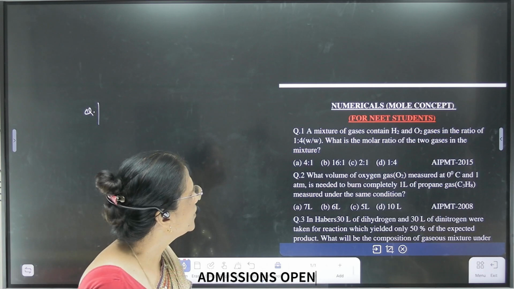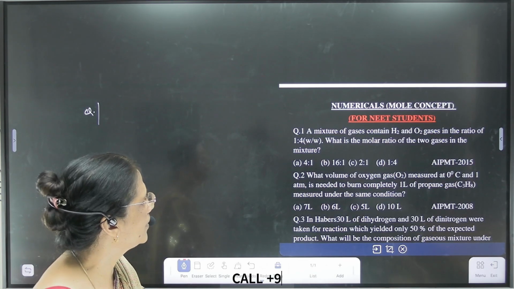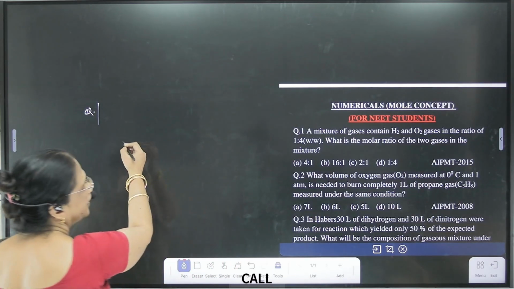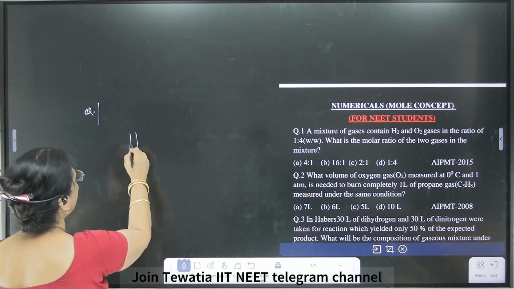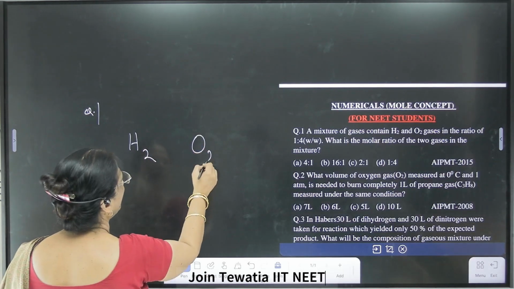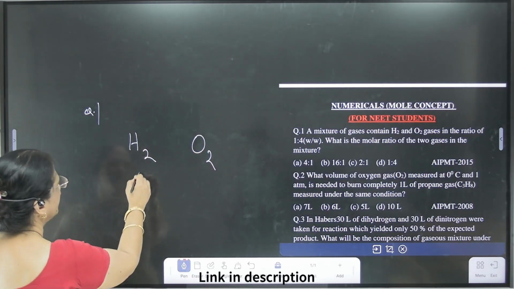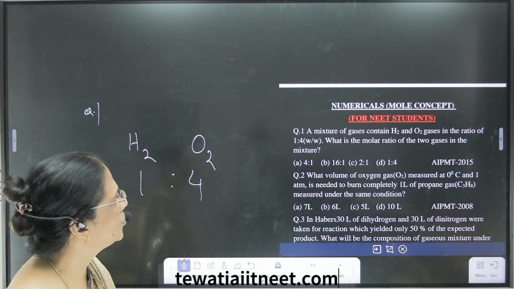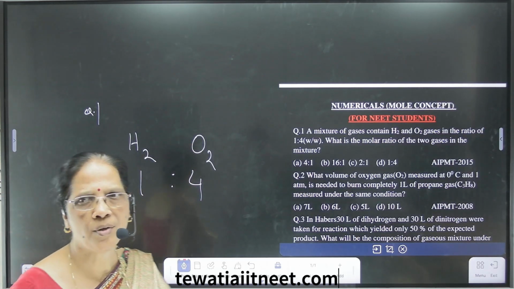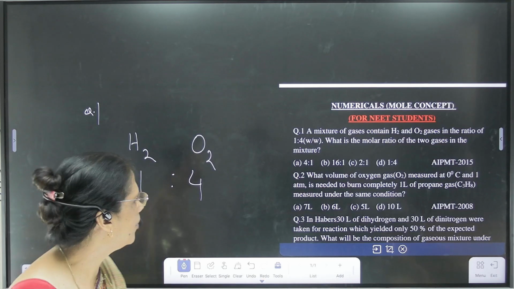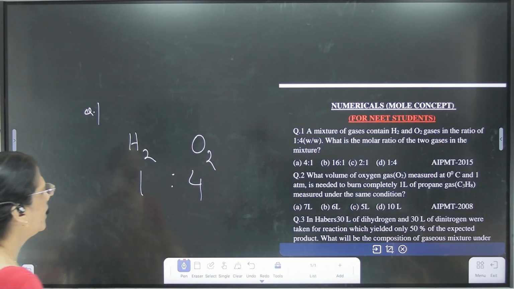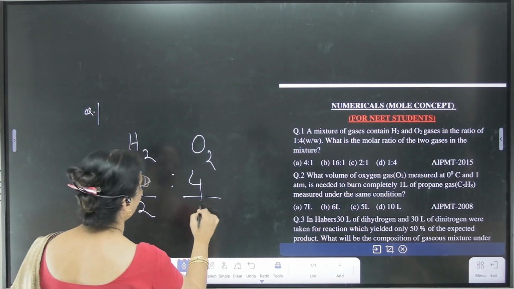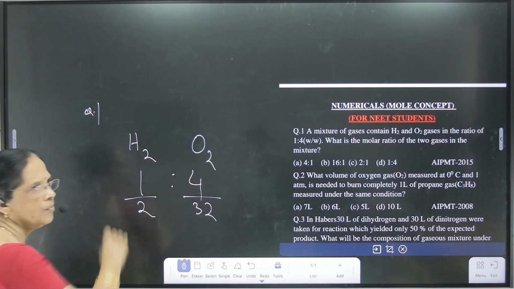Here, a mixture of gases contains hydrogen and oxygen, and the ratio by mass is given as 1:4. What is the molar ratio of the two gases in the mixture? We have to convert it into moles to get the molar ratio. You know the molecular weight of hydrogen is 2, oxygen is 32.